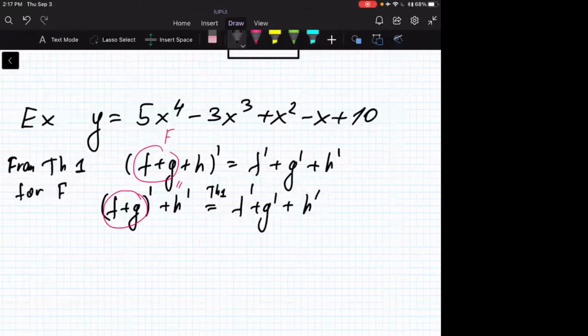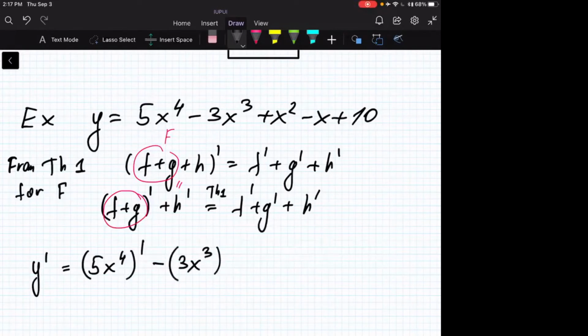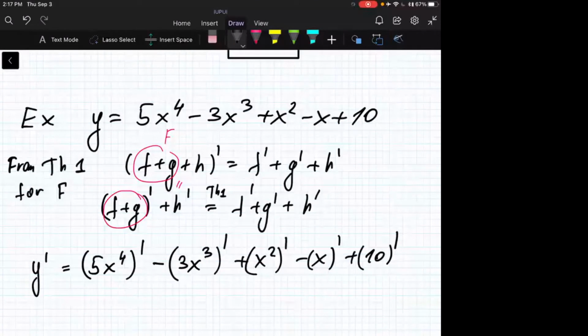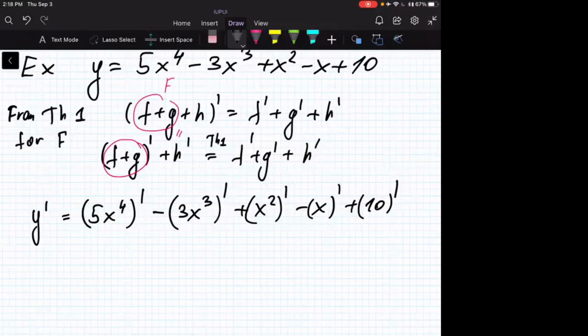And what is the conclusion? The conclusion is that y prime I can write in the following way. So it's 5x to the power 4 derivative minus 3x cubed derivative plus x squared derivative minus x derivative plus 10 derivative. So I just use theorem 1 several times and obtain that when I have a sum or difference, I can get just the sum or difference of the derivatives. And now I can differentiate each term.